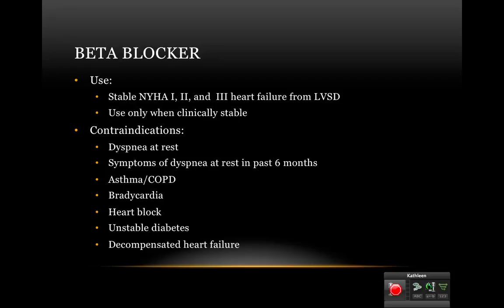Oftentimes, if they don't have any bronchospasms, and they can tolerate that, but if their shortness of breath gets worse, that's one of the things you're going to be looking at is their beta blockers. Maybe they need to come down or off of them. Bradycardia is a contraindication. Heart block, unstable diabetes, and decompensated heart failure. They're not stable.